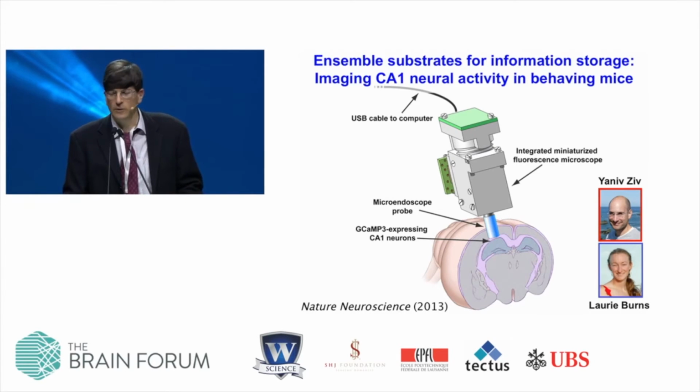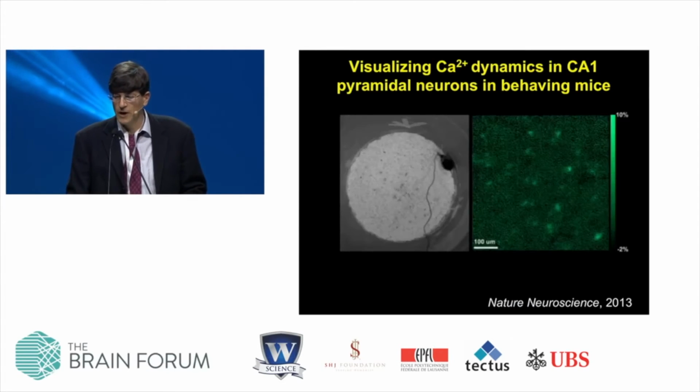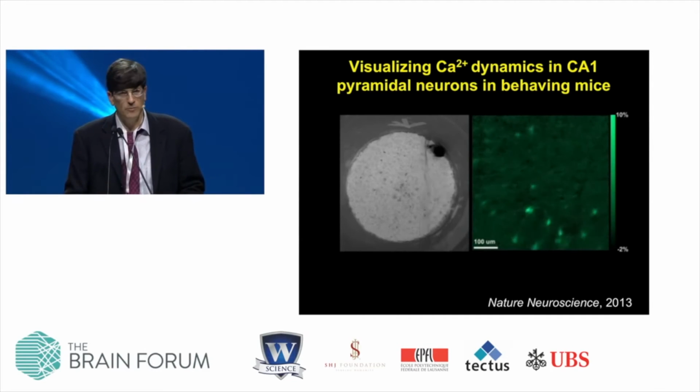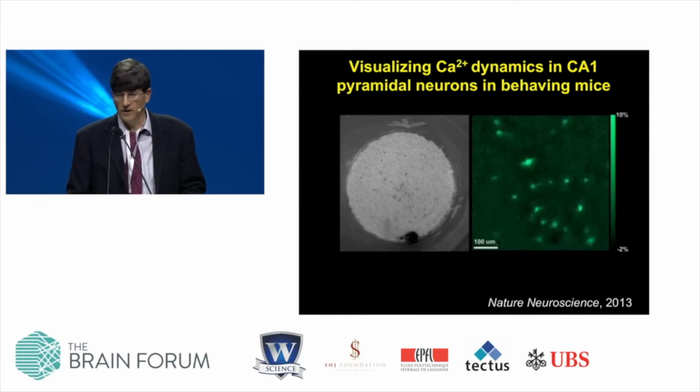Now, combining all the different approaches that I've been describing, Yaniv Ziv, who now has his own group at the Weizmann Institute in Israel, and Laurie Burns, one of the inventors of the miniature microscope, conducted a first study in which they tracked the hippocampal representation of space over many days, in fact, multiple weeks. So you've already seen the kind of data that the combination of the endoscopes and the miniature microscope can produce, and this is further attained by targeting a genetically encoded calcium indicator to the CA1 pyramidal cells in this portion of the hippocampus known to be required for spatial navigation and spatial memory.